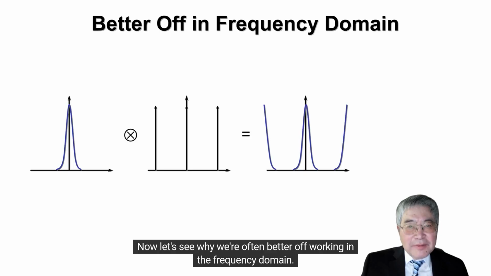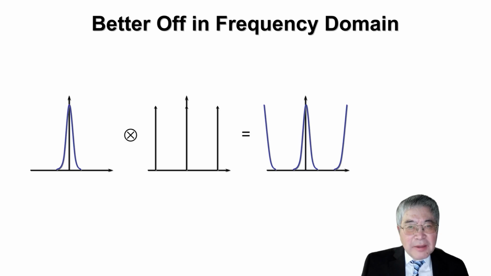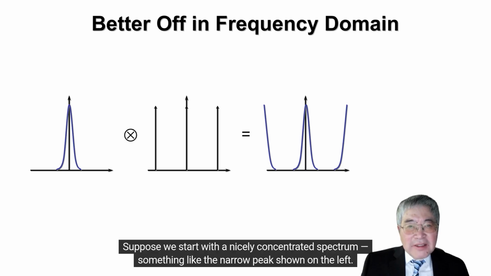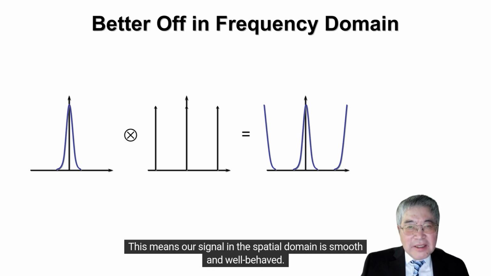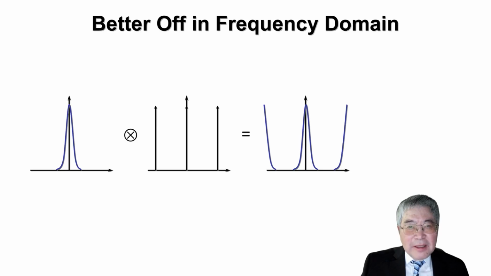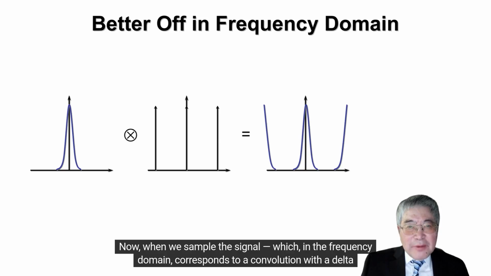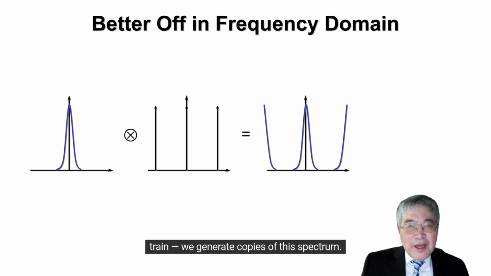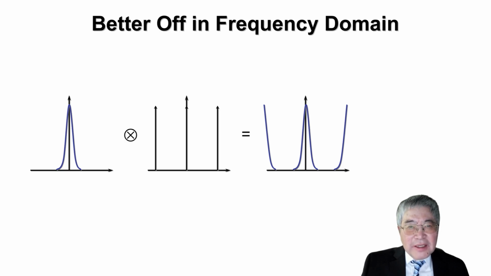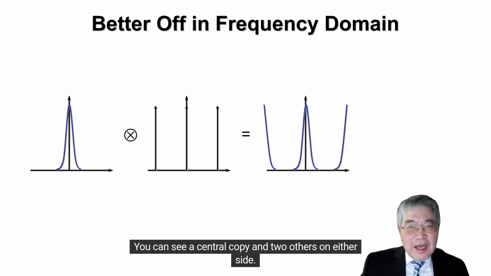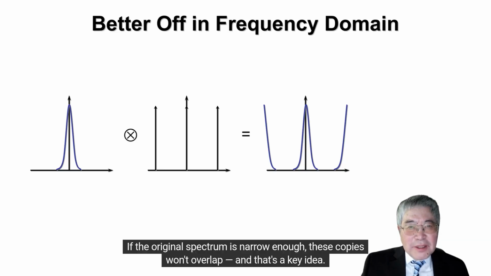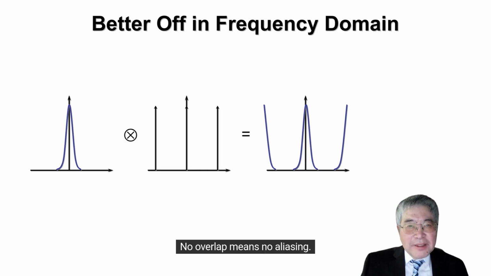Now let's see why we're often better off working in the frequency domain. Suppose we start with a nicely concentrated spectrum, something like the narrow peak shown on the left. This means our signal in the spatial domain is smooth and well behaved. Now when we sample the signal, which in the frequency domain corresponds to a convolution with a delta train, we generate copies of this spectrum. These appear periodically across the frequency axis. You can see a central copy and two others on either side. If the original spectrum is narrow enough, these copies won't overlap, and that's a key idea. No overlap means no aliasing.